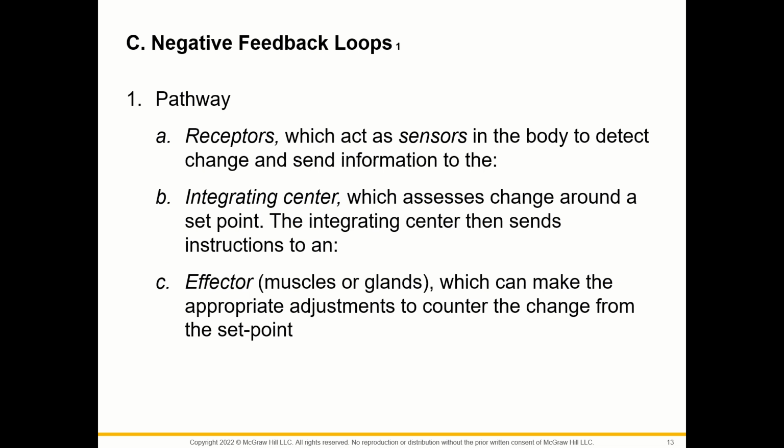In the negative feedback loop pathway, the receptors act as sensors in the body, and they detect a change and send information to the integrating center, which assesses the change around a set point. The integrating center then sends instructions to an effector, such as the muscles or the glands, which can make the appropriate adjustments to counter the change from the set point.